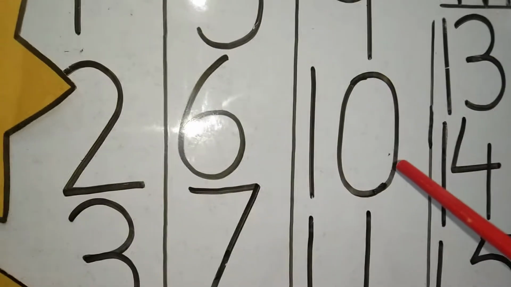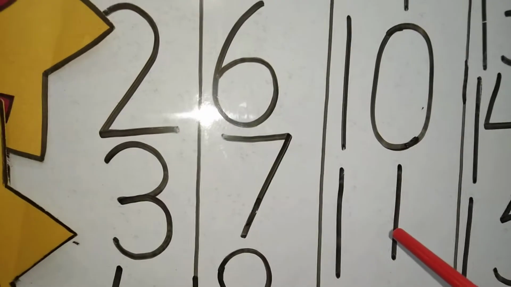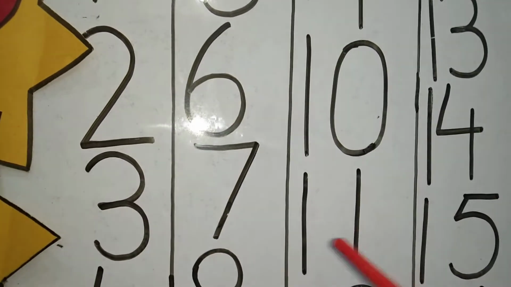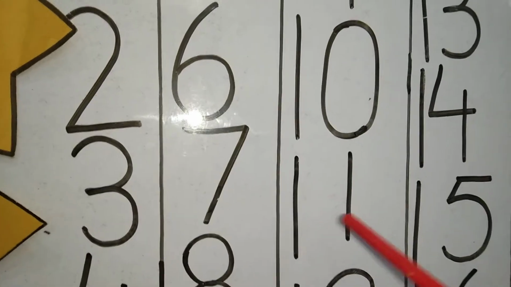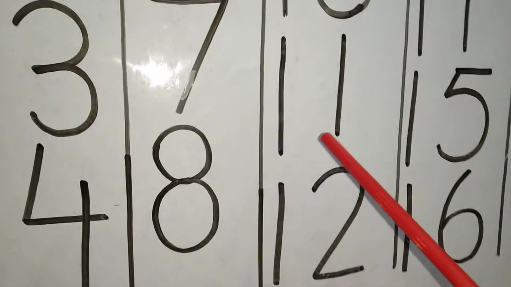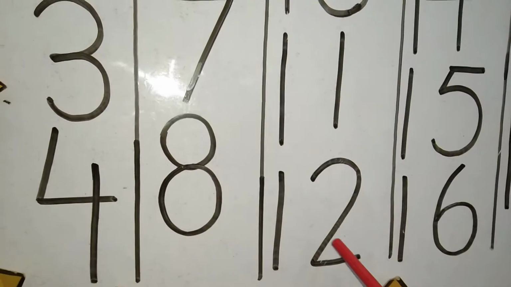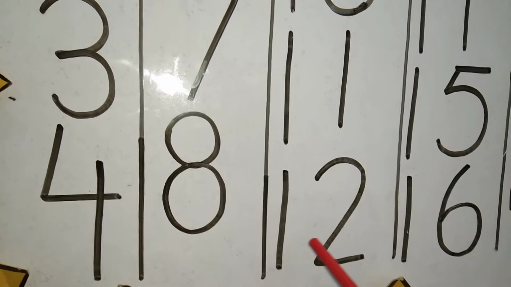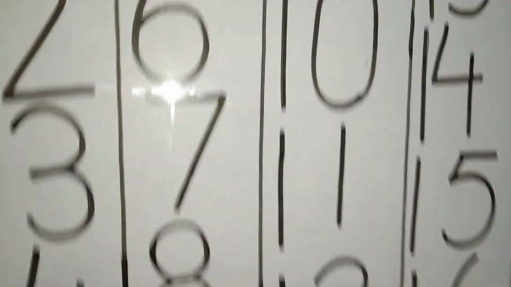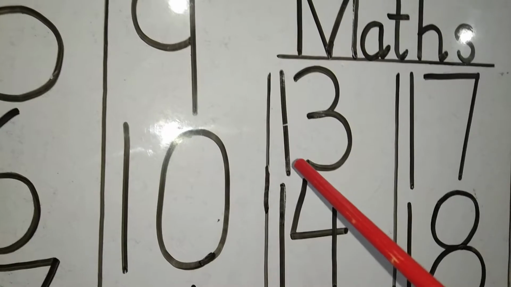Okay, and now tell me what comes after number 10? Number 11. 1 and 1, 11. 1 and 1 makes number 11. Okay, tell me what comes after 11? Number 12. 1 and 2, 12. 1 and 2 makes number 12.